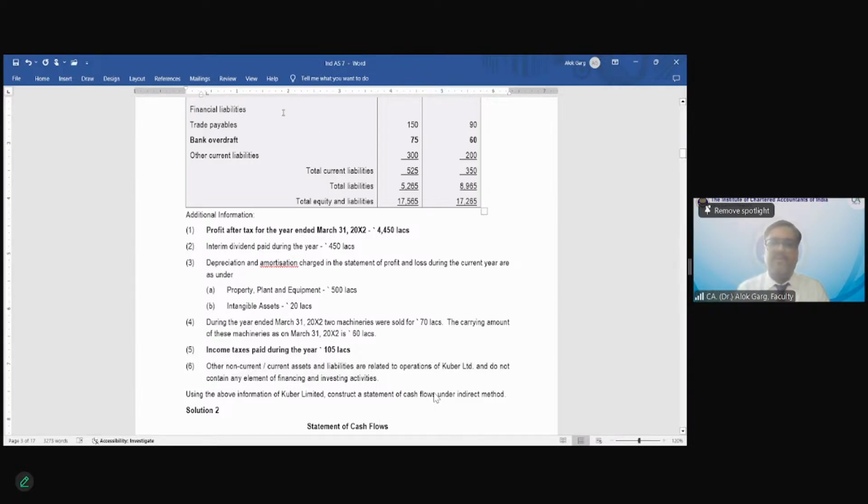Okay. Should I start preparing the cash flow statement? Should I use the Excel file? What do you suggest? Yes, sir. Do you have this question handy? Because when I use the Excel file, you will not be able to see the question because I will solve in front of you, right? So do you have this question handy?